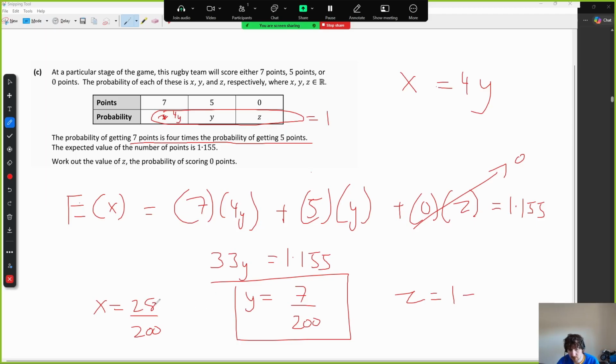These guys are 28 plus 7, 35 over 200. So in my head, this is working out as 165 over 200. And then I'll let the calculator tidy that up. So that's z is 33 over 40.